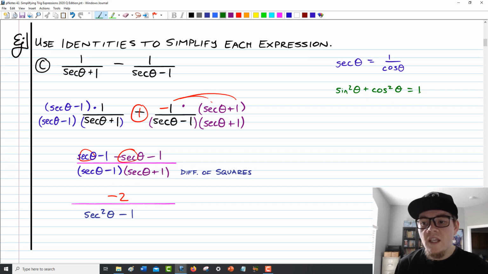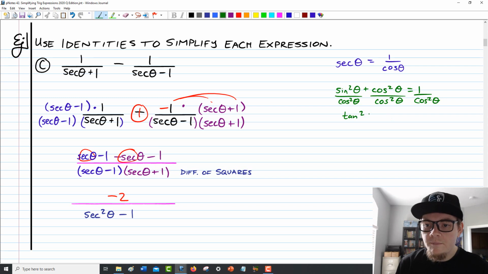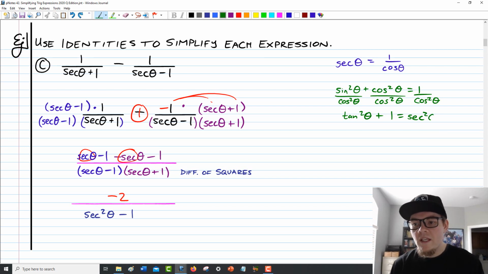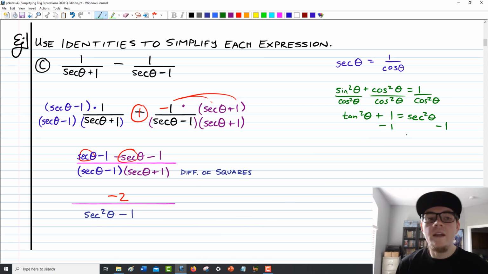I want one that involves secant, so that means I would need to divide by cosine squared. So I'm going to go ahead and do that on both sides. Of course, that's the same as dividing each individual term by cosine squared as well. When I do, I end up getting tangent squared of theta plus 1 equals secant squared. Now that is not what I'm seeing over there in my denominator, the purple denominator, but I can make it that way if I just subtract 1 from both sides.